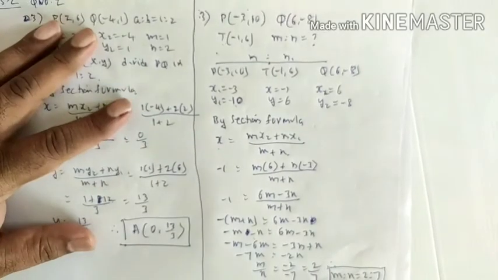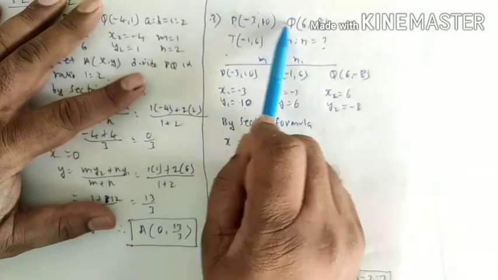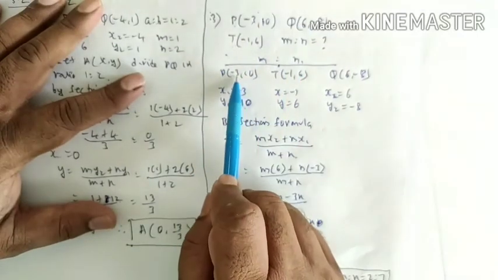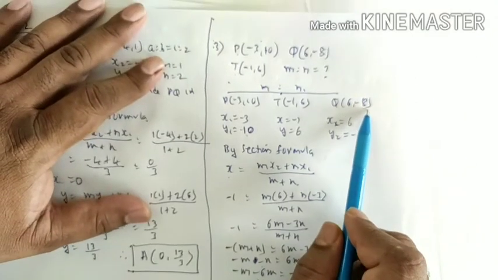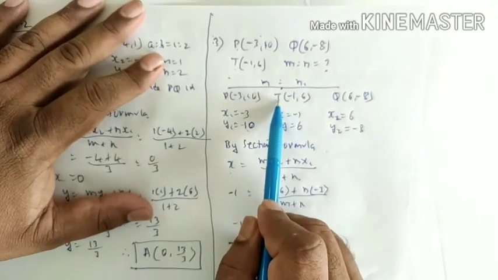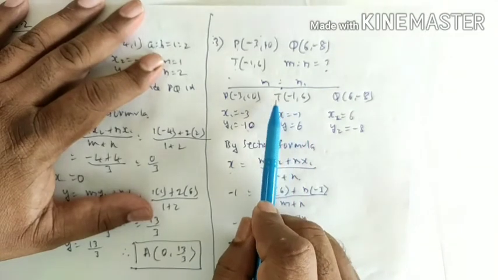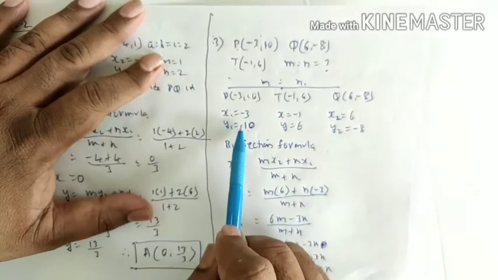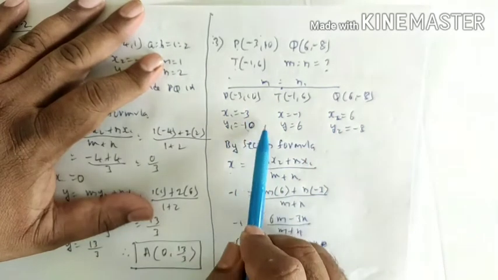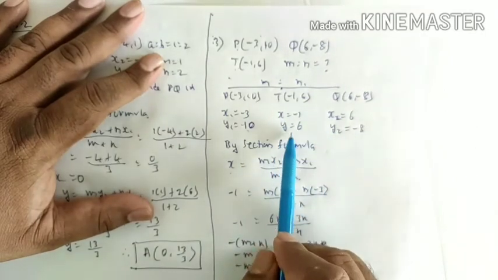See, again I am repeating the same sum once again. Say in this sum, coordinates of point P and Q are given. Coordinates of point P are minus 3 comma 10 and Q is 6 comma minus 8. Coordinate of point T is given minus 1 comma 6. Our question is to find the ratio in which T divides this PQ. Now here x1 y1 given minus 3, 10, x2 y2 given 6, minus 8 and x y is given minus 1, 6.